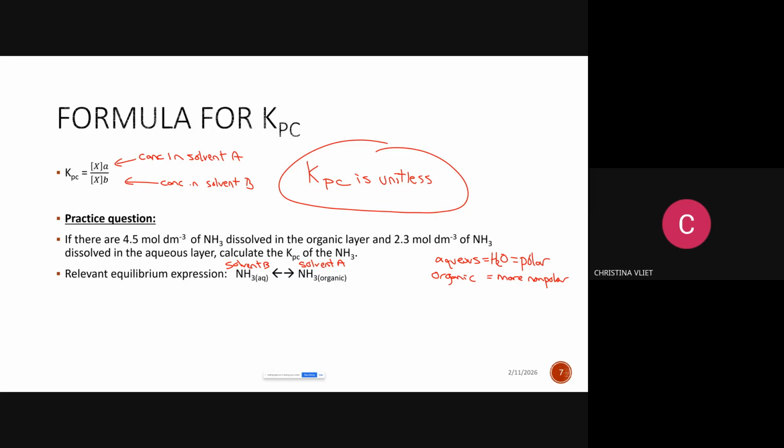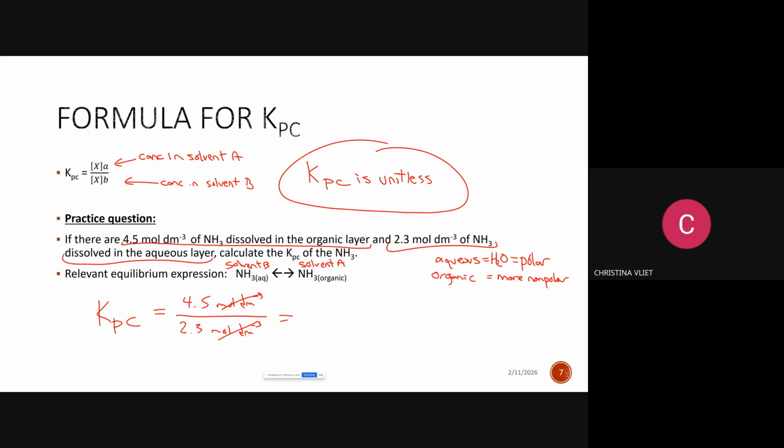So here's how we do it. KPC, the brackets here mean molarity, if I'm given it. So I want the molarity of my solvent A. Do I have it in the question? What is that number? It's this, because that's the organic layer. So it's 4.5, and that's molarity to the minus 3. On the bottom is my concentration of solvent B. What's my solvent B? I labeled it as aqueous, so it would be 2.3 in the aqueous layer. These cancel, and then you just divide the two numbers.